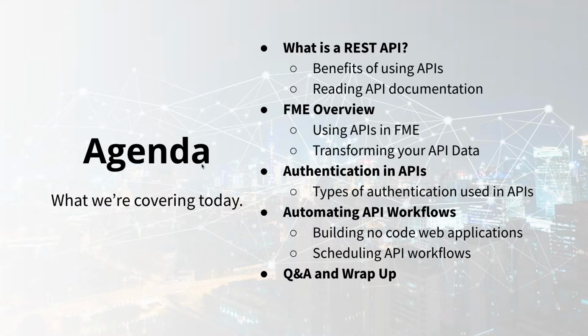Next, we'll be talking about authentication in APIs. So this is super important, and one of the trickiest parts about using APIs is understanding the different types of authentication and exactly what you need to do to be able to authenticate your calls. After that, we'll be talking about automating your API workflows. So using FME, you can build no-code applications. So you can pull resources directly from your web services and be able to host them online in a no-code application.